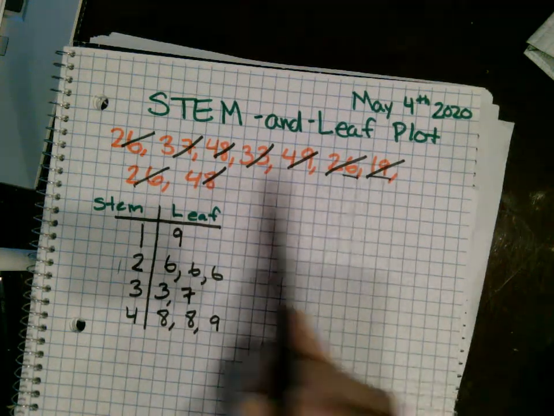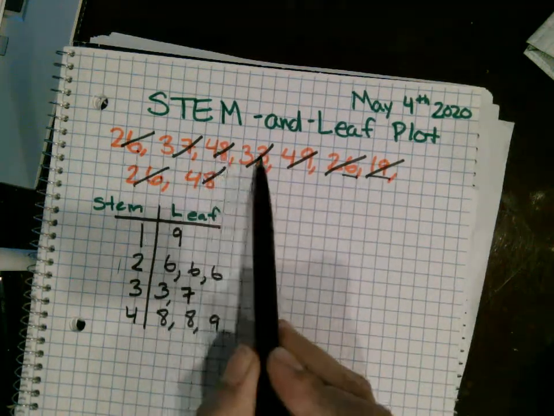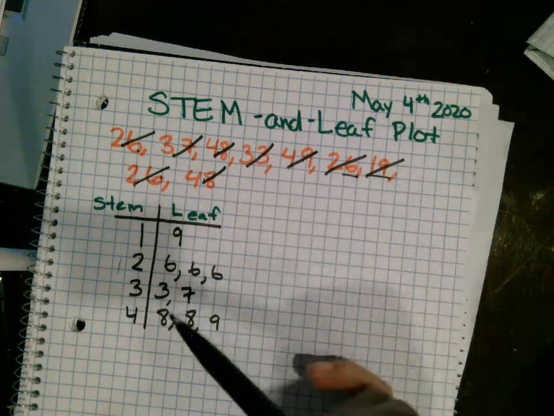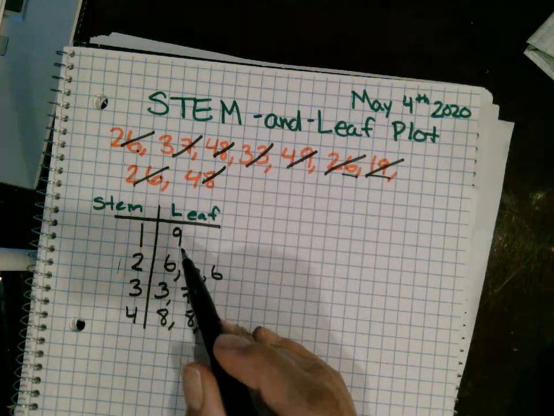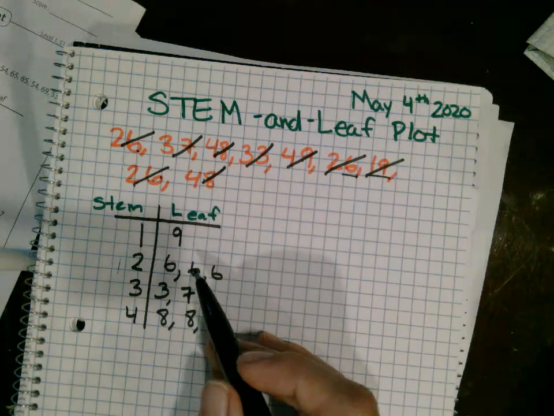Okay. How many numbers are on my list? 1, 2, 3, 4, 5, 6, 7, 8, 9. Notice what I counted.